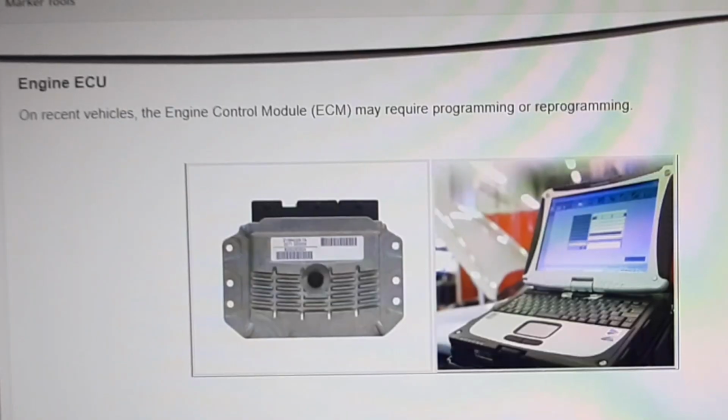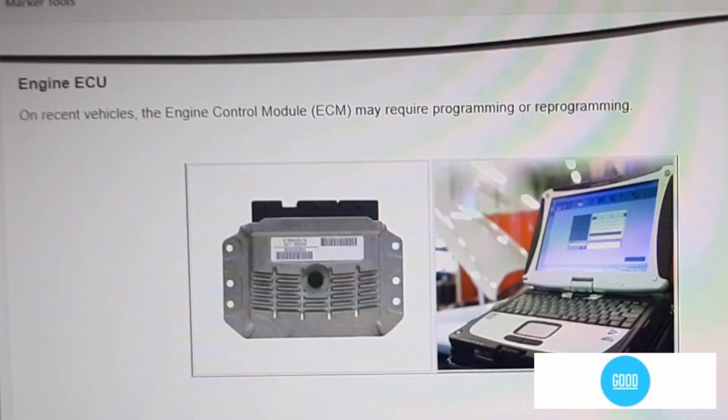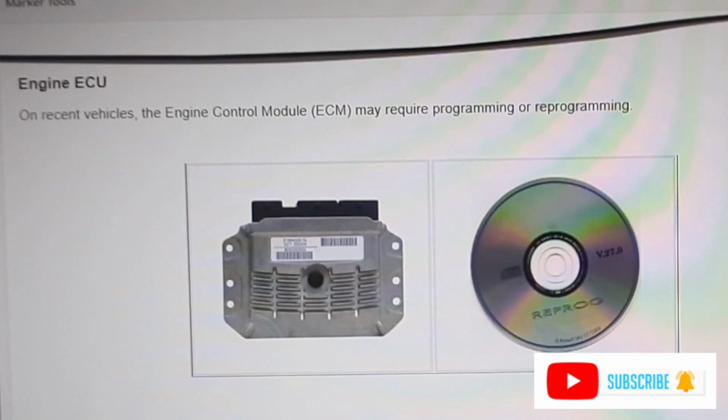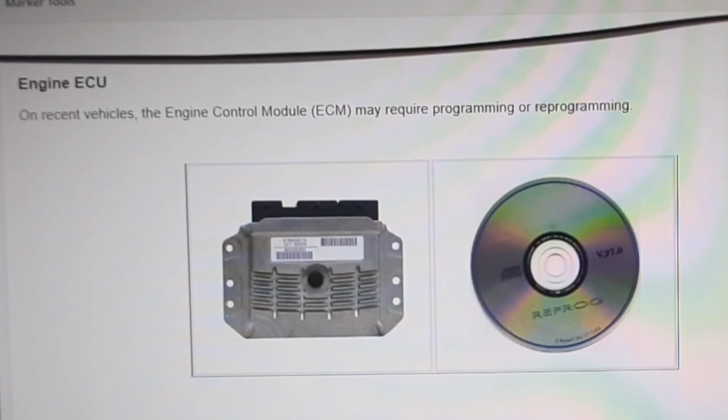On recent vehicles, injection computers may require programming. Programming is only carried out when installing a new computer. Reprogramming a computer can be used to resolve an identified problem or update the software.